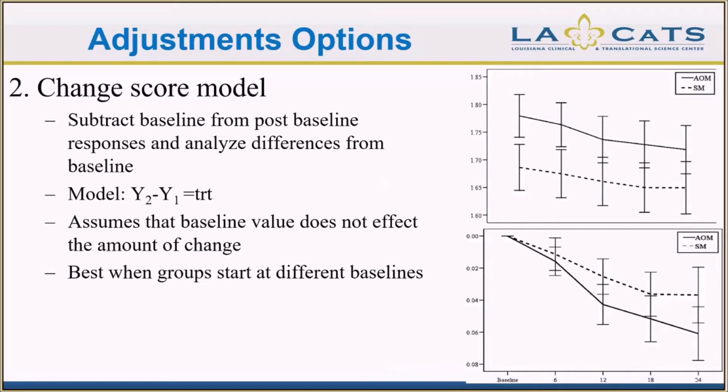With that second figure, this model assumes that the baseline value does not affect the amount of change. So whether you start at 100 or whether you start at 200, the change should be the same because you're going to make those changes from baseline equal to 0. And these are generally the best type of models to use when the baselines have different starting values, but the change is not affected by where they start.